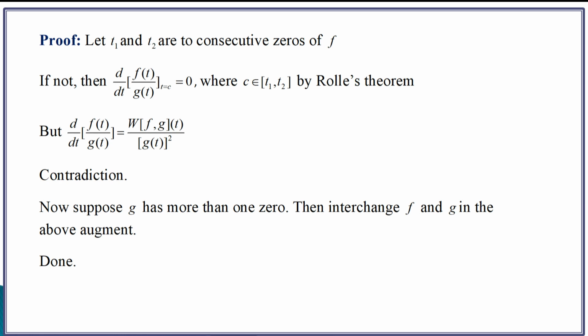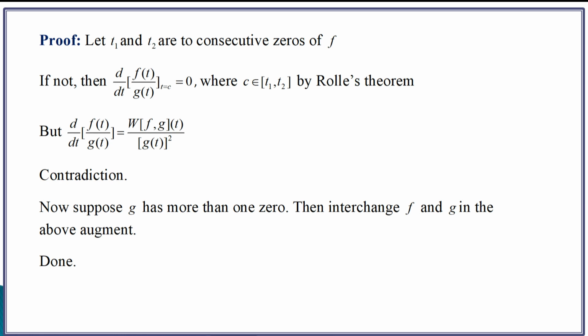Now we have already assumed that g(t) is not equal to 0 between t1, t2. So it only concludes that the Wronskian should be 0, which means they should be linearly dependent, but as per our assumptions they are linearly independent. So our assumption is wrong, that there is no zero between t1, t2. So there is at least one zero of g in this interval t1, t2. Contradiction. Now if we want to prove there is exactly one, suppose g has more than one zero, and then use the same above argument by interchanging f and g.